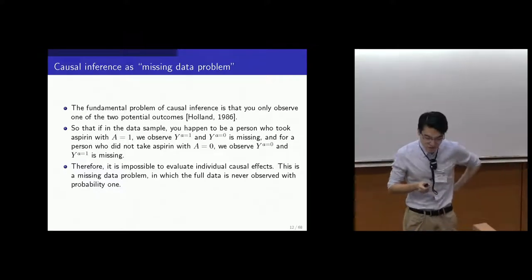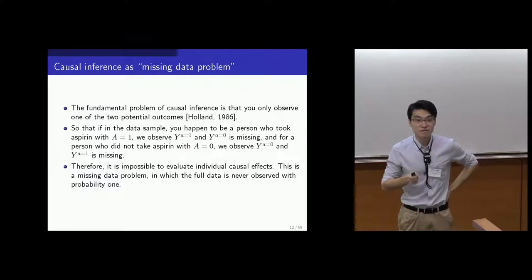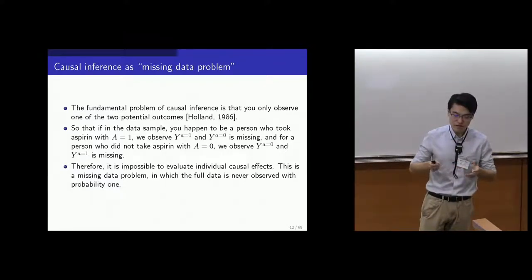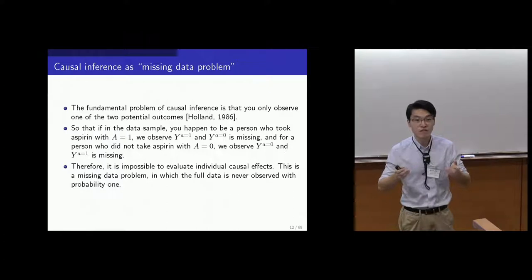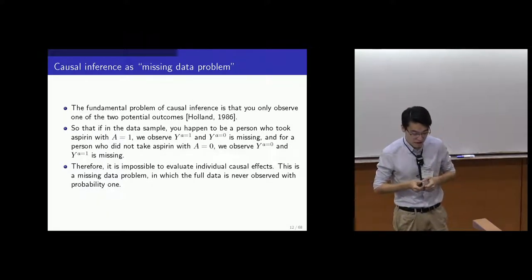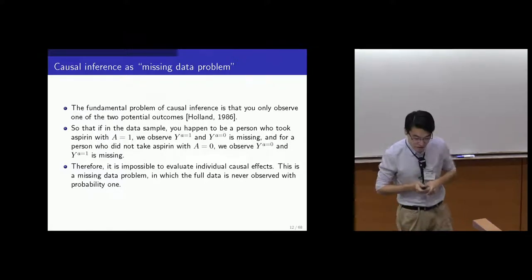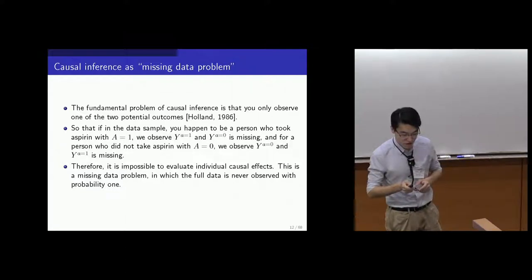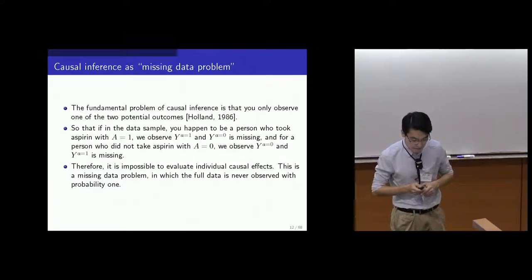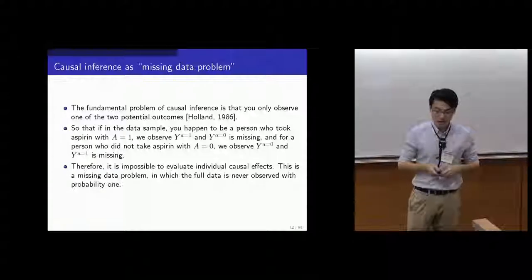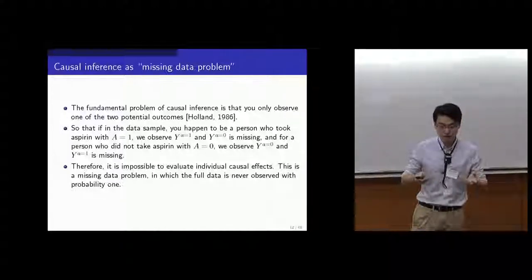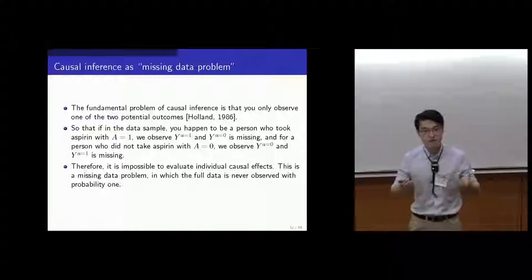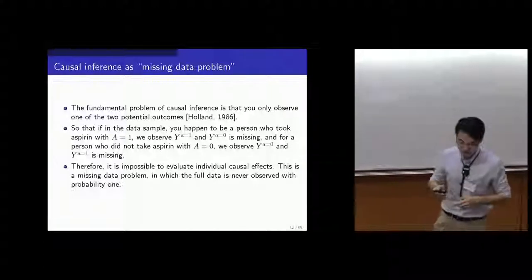So the fundamental problem of causal inference is you only observe one of the two potential outcomes. So in effect, even in our simple case of only two versions of the treatment, we can never observe two potential outcomes for each individual at the same time, right? Again, this is what we have mentioned. We only uncover the potential outcome for the version of the treatment we actually took. Therefore, it is impossible to evaluate individual causal effect. So this is a missing data problem. And this is an extreme form of missing data problem because nobody has full data under this setting. You have to be missing at least one version of your potential outcome. So this is a very serious missing data problem.